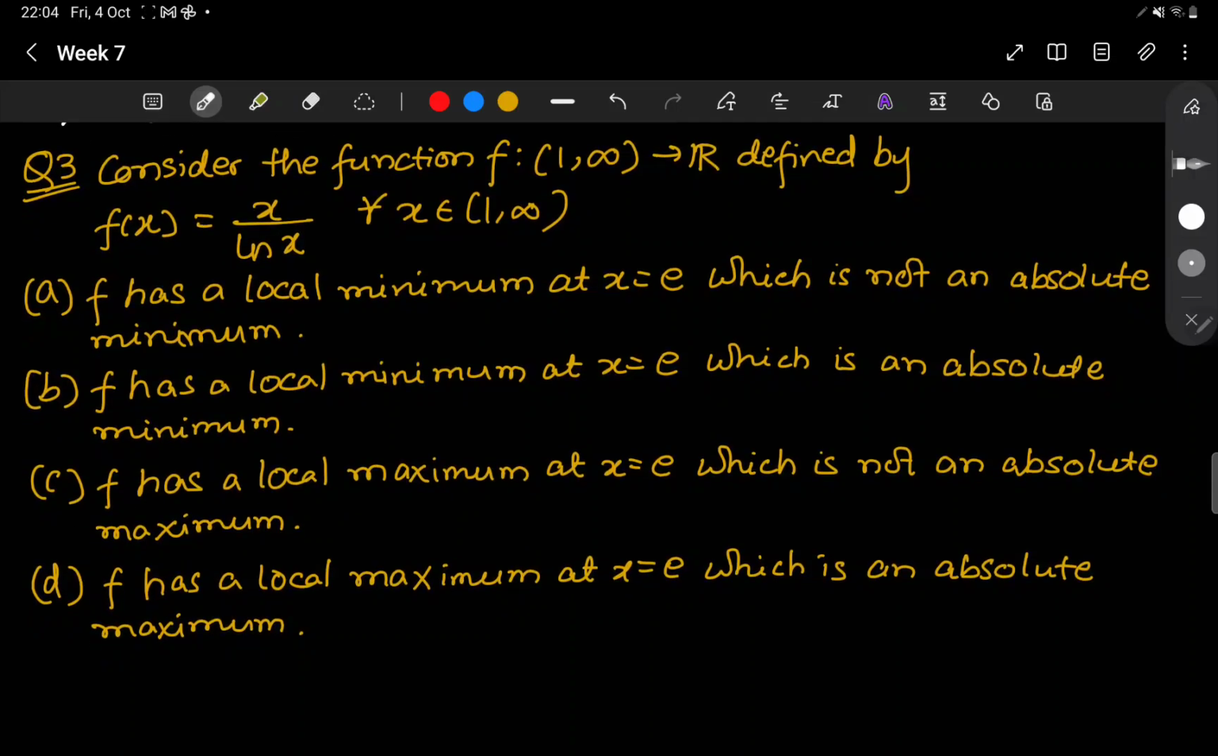Consider the function f defined from the interval 1 to infinity into the set of real numbers, defined by f of x equals x over log x. Then we need to select which of these options are correct. Option A, f has a local minimum at x equals e, which is not an absolute minimum. Option B, f has a local minimum at x equals e, which is an absolute minimum. Option C, f has a local maximum at x equals e, which is not an absolute maximum. Or option D, f has a local maximum at x equals e, which is an absolute maximum.